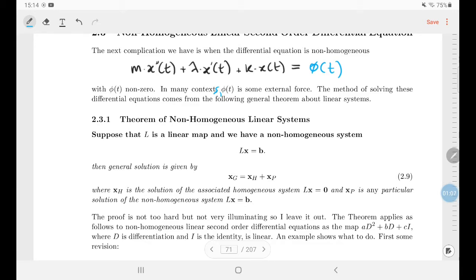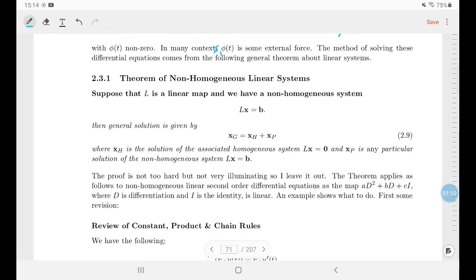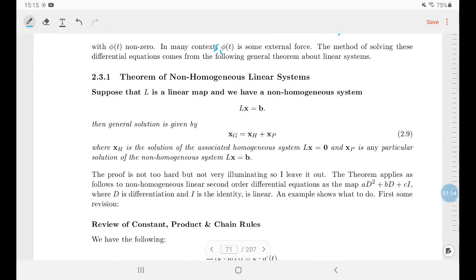Now we've got a big theorem here, which is a big long story. I think it's better just to do some examples rather than showing it. But I will just say one thing, that if you have non-homogeneous, so if you've got something non-zero here, first you solve it equal to 0. And then you find a particular solution.